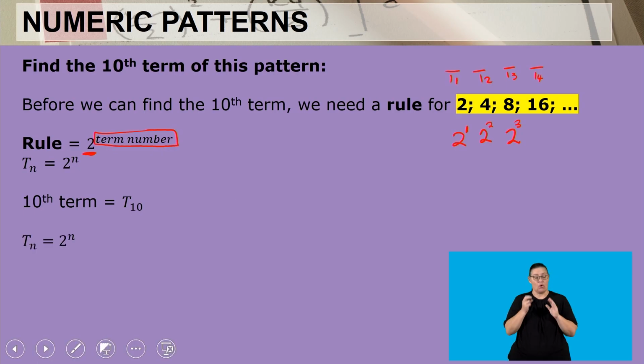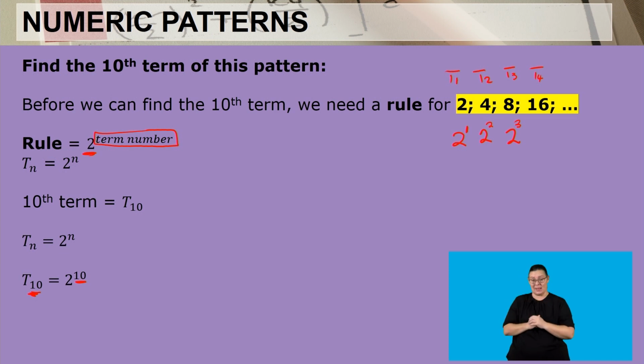So we are going to take our rule, which is 2 exponent n, and remember that 2 comes from our constant ratio. Then in the place of n, we are going to substitute our 10, only because we are working with the 10th term, and we did say that n is for that term number. Of course, that is going to give us an answer of 1024. You should be getting the same answer on your calculator.